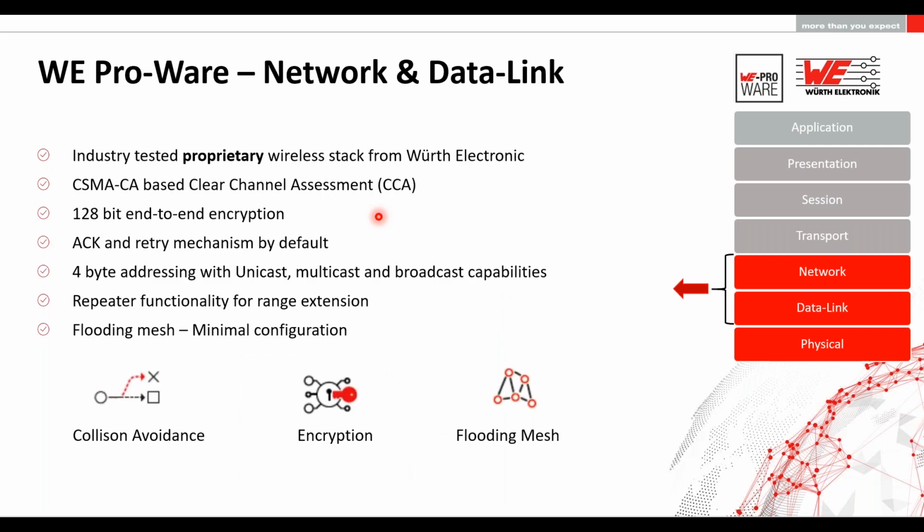Moving on to the data link and the network layers here. The WE ProWare offers in the MAC layer the clear channel assessment, which is often referred to as listen before talk. This is really important in the 2.4 gigahertz spectrum, because the spectrum is really crowded. You have a WLAN router that is transmitting, you have other BLE devices. So it is always important to implement CCA in order to provide a robust communication link. Additionally, security, as I said earlier, the module offers 128-bit AES and end-to-end encryption.